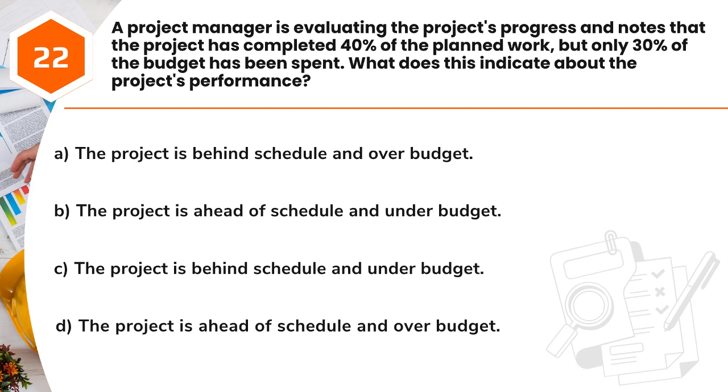Question 22. A project manager is evaluating the project's progress and notes that the project has completed 40% of the planned work, but only 30% of the budget has been spent. What does this indicate about the project's performance? A. The project is behind schedule and over budget. B. The project is ahead of schedule and under budget. C. The project is behind schedule and under budget. D. The project is ahead of schedule and over budget.